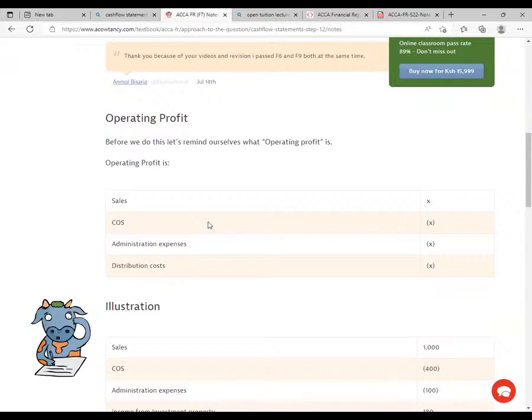Now, before we do this, let's remind ourselves what operating profit is. According to these people, we should take sales, cost of sales, administration expenses, and distribution expenses. You subtract these three from your sales to get profit before tax and before interest. So you don't charge tax, don't charge interest.